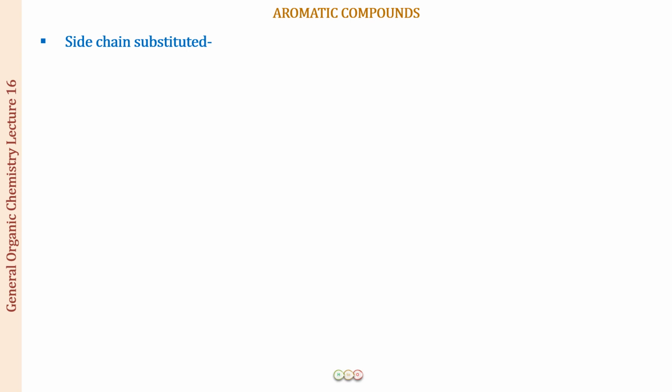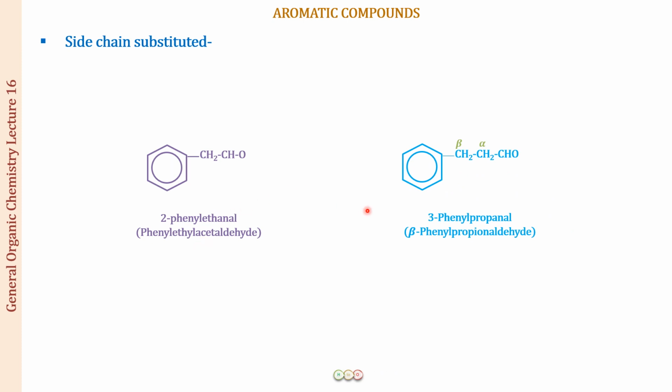Next, we move on to the side chain substituted aldehydes and the ketones. So their nomenclature remains the same. We have already done this structure first also. So this is 2-phenyl ethanal, or we call this phenyl acetaldehyde. The next compound you can see over here, this is going to be the functional group, carbon number 1, carbon number 2, carbon number 3. So the name of the compound becomes 3-phenyl propanal, or we call this, taking the alpha carbon as the carbon next to the functional group, alpha carbon, beta carbon, so this becomes beta phenyl propionaldehyde.